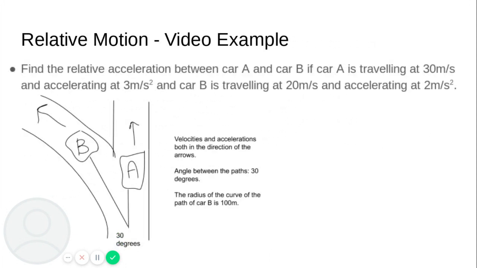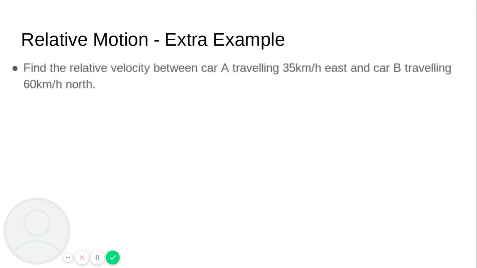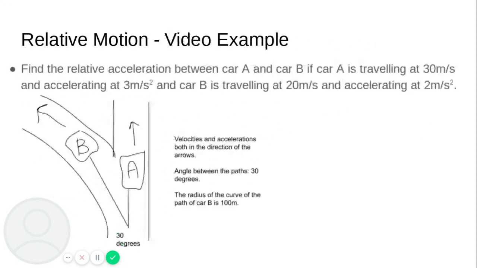A bit poorly drawn, apologies for that, but we'll do this example relative to that diagram. And then there is the extra example as well, which is a little bit easier because it is relative velocity instead of relative acceleration, but we're going to start with this one first.